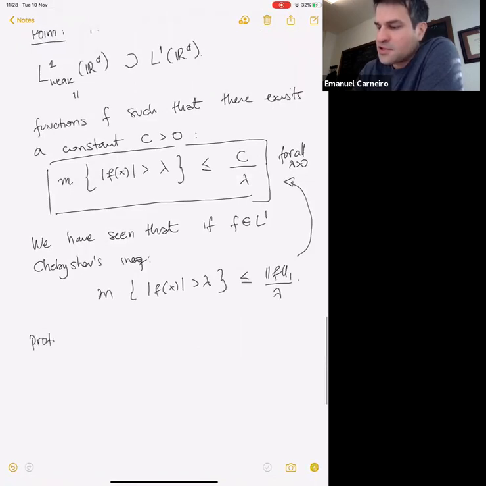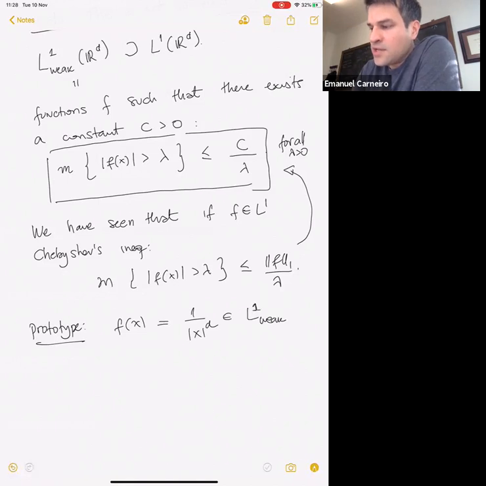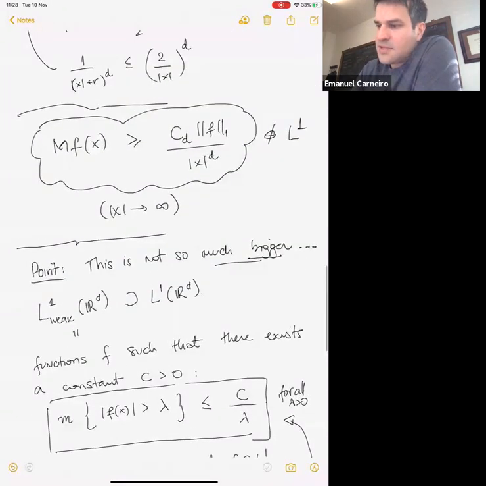And a prototype of a function that belongs to L1 weak and does not belong to L1 is a function of the decay, say, 1 over x to the d. Okay? So this function 1 over x to the d is exactly a function that is not in L1, but it's in L1 weak. Okay. So L1 weak is a larger space than L1. You have done many exercises on this. So this is exactly the decay that my maximal function is having at infinity. Well, at least that decay, okay?